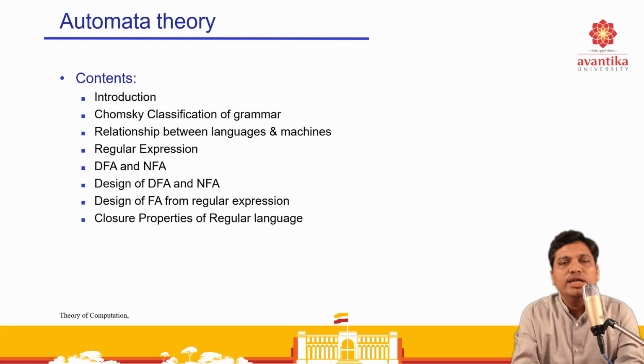According to Chomsky, grammar is divided into 4 parts: type 0, type 1, type 2 and type 3. Second is the basic relationship between languages and machines, regular expression, DFA, NFA, how to design DFA and NFA, design of finite automata from regular expression, and closure properties of regular languages.